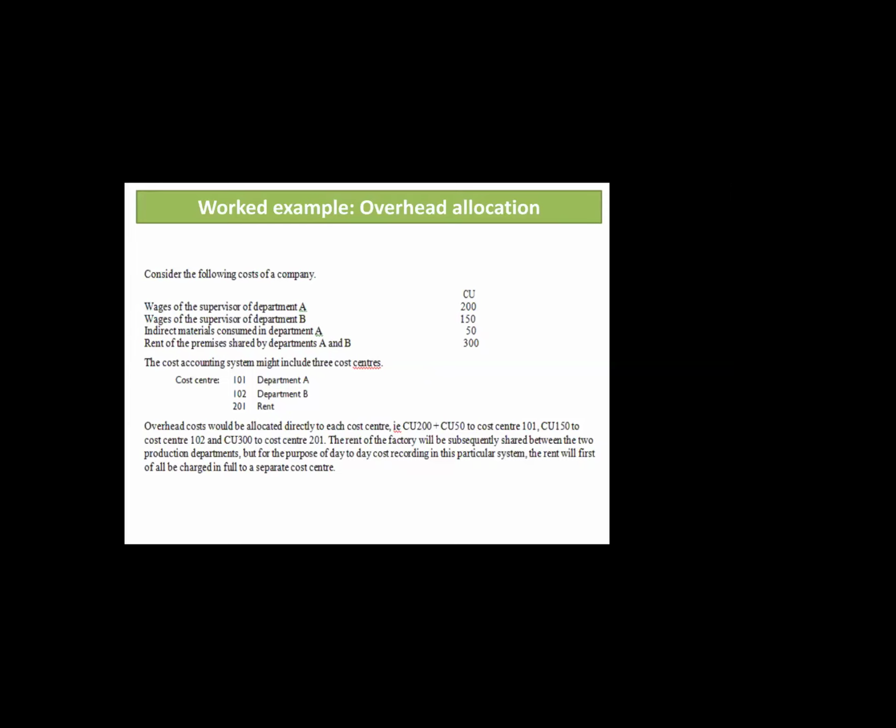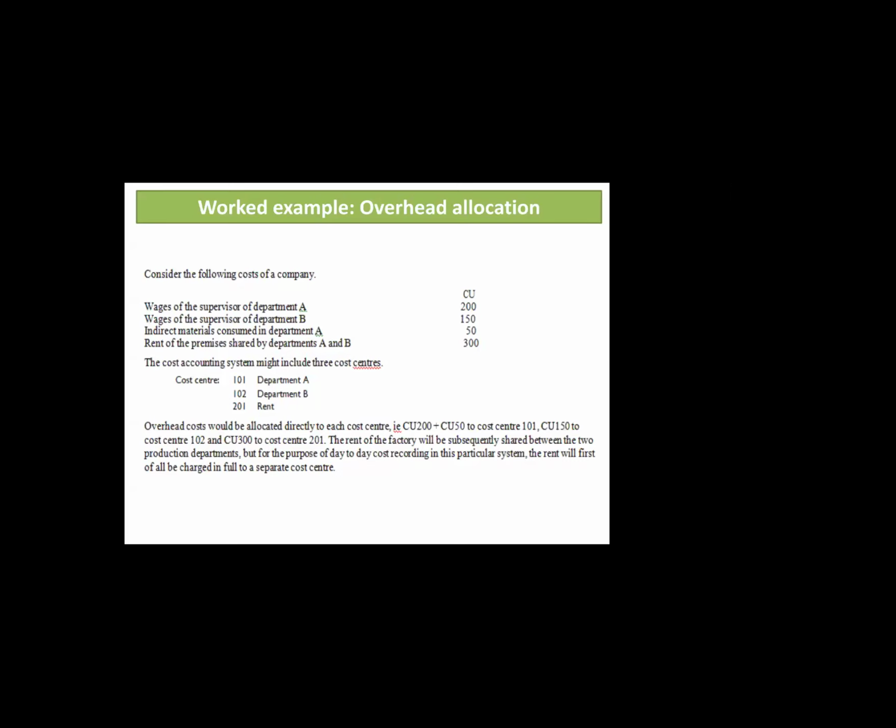So nothing has to be allocated. It's already segregated and allocated. Indirect material is already allocated. But one thing is not allocated, the jointly expended rent of A and B. So we have to allocate this rent to the user divisions on a logical ground.